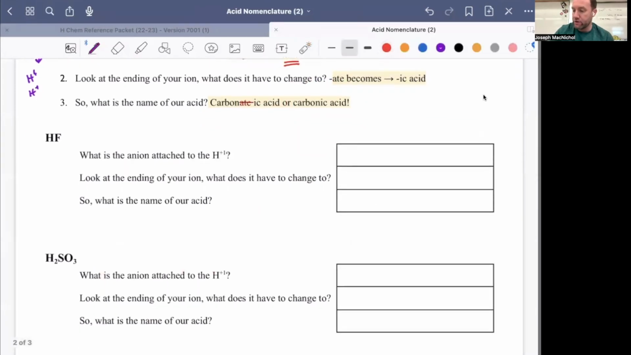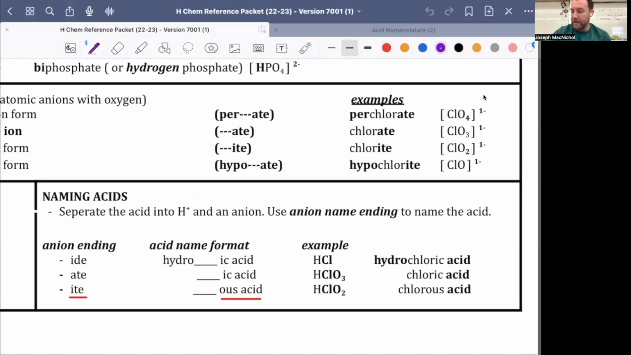Let's look at this next one. I'm going to break it up into the proton that comes off of the acid, which is why this is an acid, and then what anion remains. What anion remains in this situation is the F1- ion, which is called the fluoride ion. Well, I'm going to look at my pattern. What does an -ide turn into? An -ide will turn into a hydro-, whatever we're talking about, -ic acid.